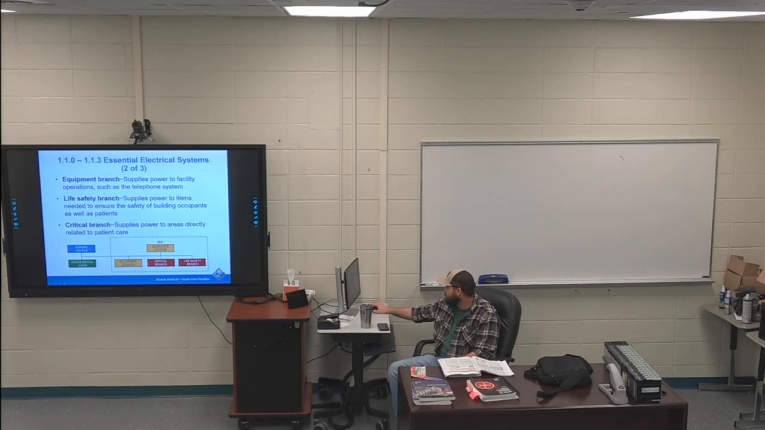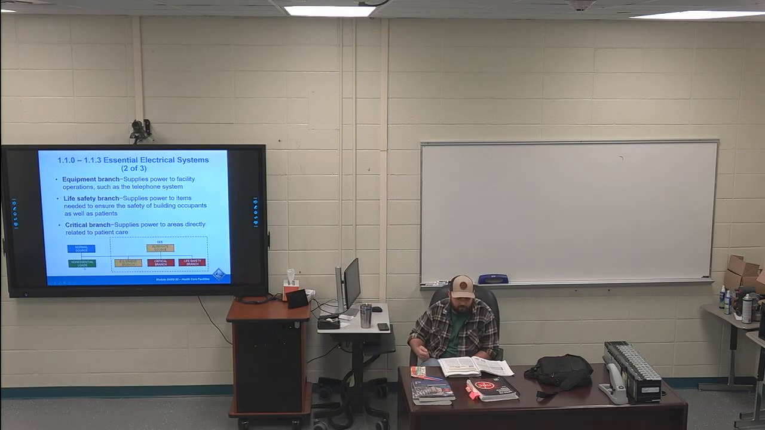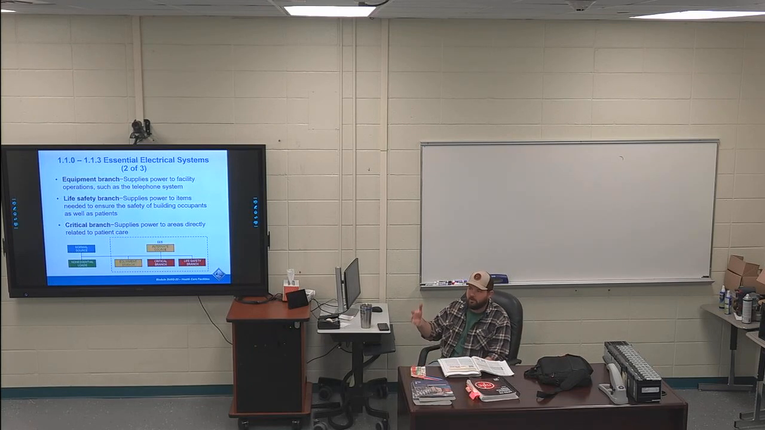So your normal source of power comes in and feeds the equipment branch, critical branch, and life safety branch, but your alternate source, like your generator, feeds these three. It doesn't feed your non-essential loads. Non-essential loads are only fed by your normal source of power, which in our case would be power coming from Entergy.